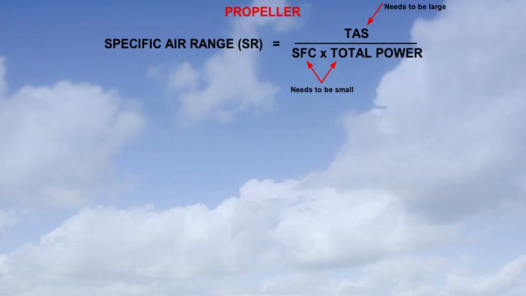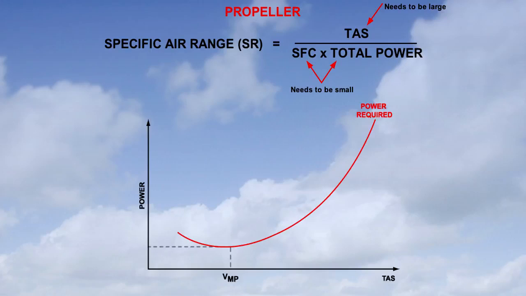Having completed the analysis of range for a jet aeroplane, let us now examine specific air range for a propeller aeroplane. We stated earlier that to maximize the specific range, the TAS must be high and the specific fuel consumption and the power required must be low. Shown on screen is the power required curve for a propeller aeroplane. If the aeroplane were to fly at VMP, then of course its engine would be delivering minimum power required for level flight.